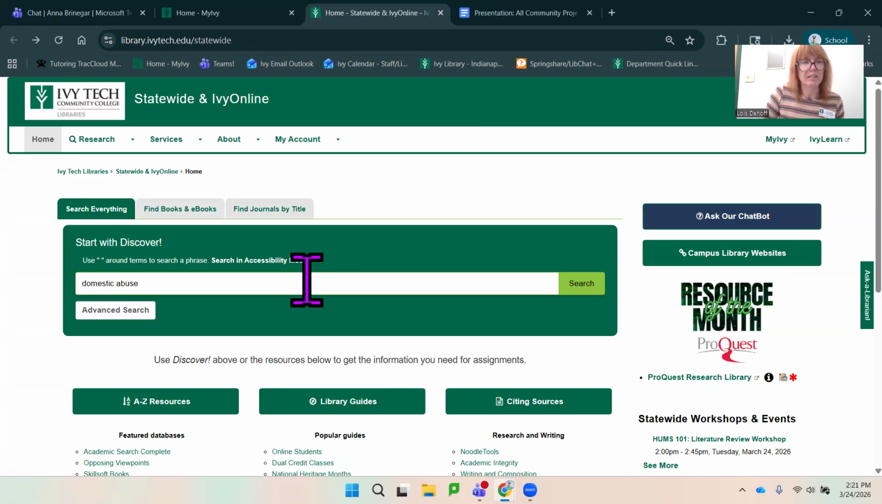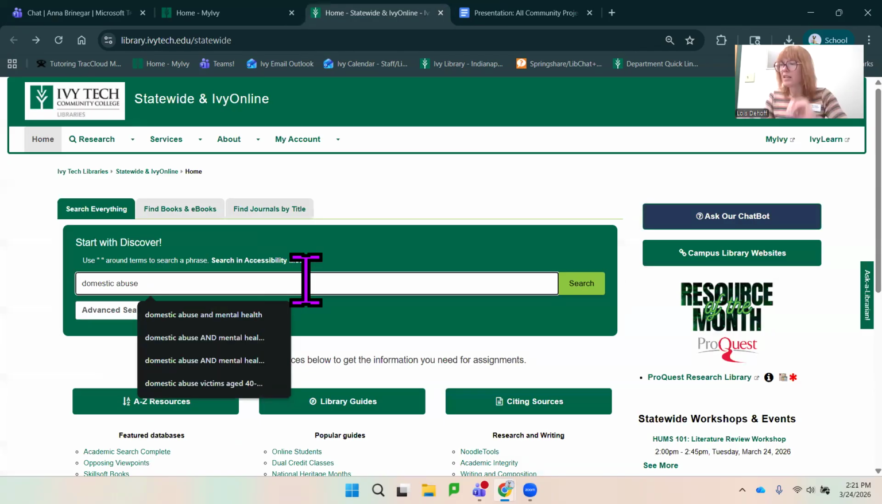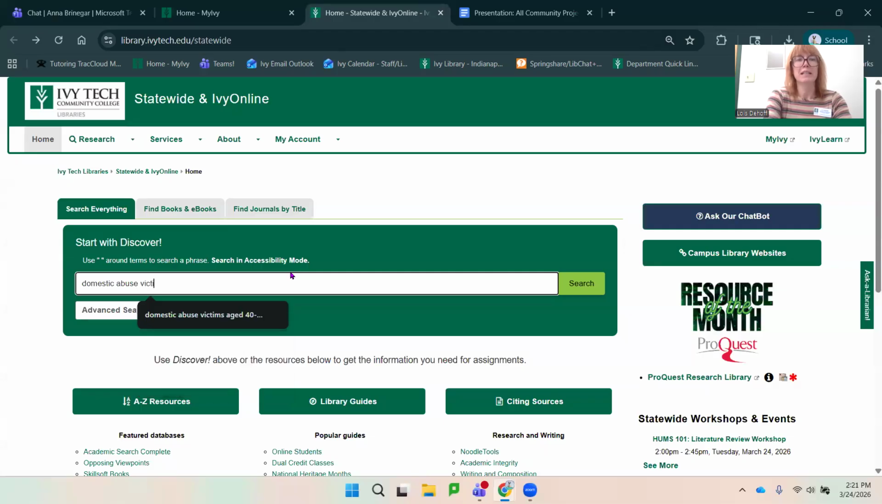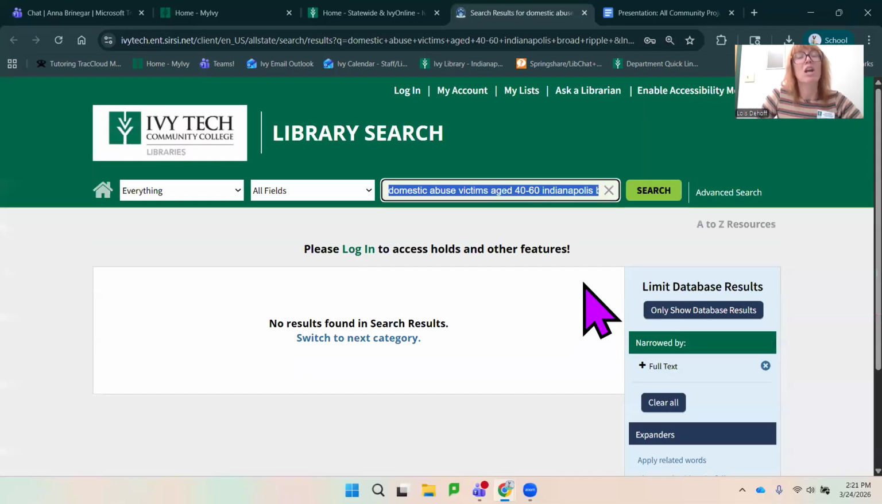So if I was here and I was like, well, I want to study domestic abuse, but I live here in India, I want to talk about domestic abuse victims aged 40 to 60, Indianapolis, Broad Ripple. It's a neighborhood. That's what I want. Let's see. Search and nothing. Okay, so that's way too much.